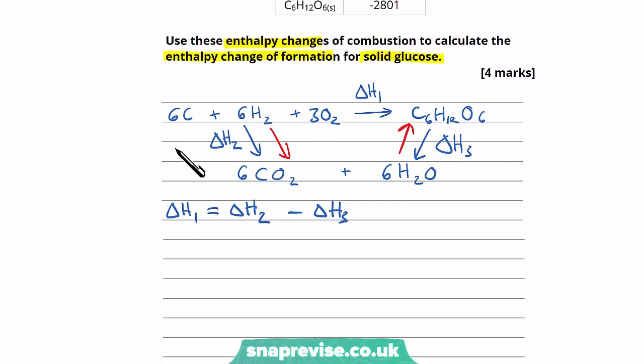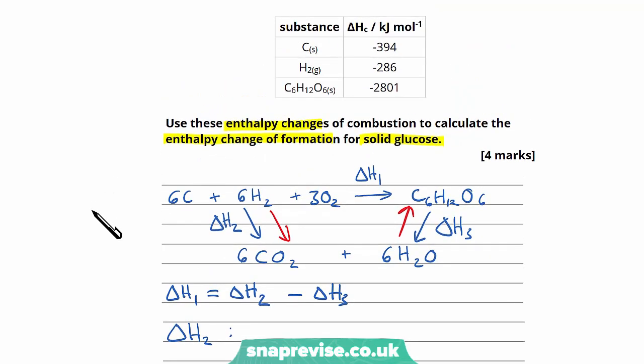Now to calculate delta H2 initially. Delta H2 is the sum of the enthalpy change of combustion of all of our reagents. Now if you look in our table, we're given the enthalpy change of combustion for carbon and hydrogen, but not for oxygen, because combusting in oxygen is really just forming more oxygen. So there's no enthalpy change of combustion for our oxygen. We have 6 carbons, so that's 6 times minus 394. We've got 6 hydrogen molecules, so that's 6 times minus 286, to give us a total of minus 4,080 kilojoules per mole.